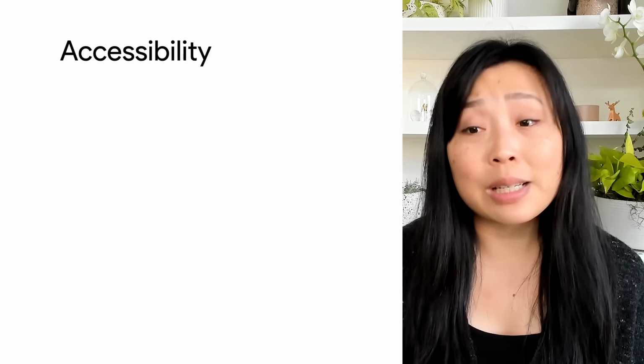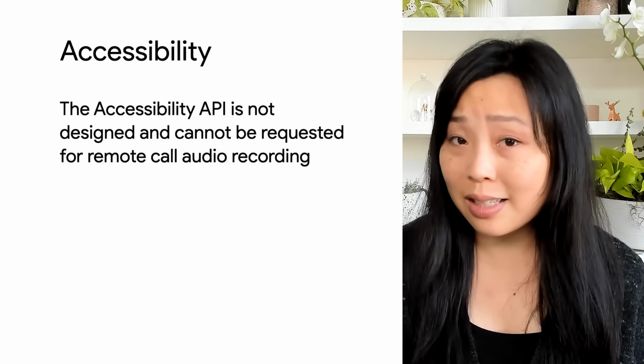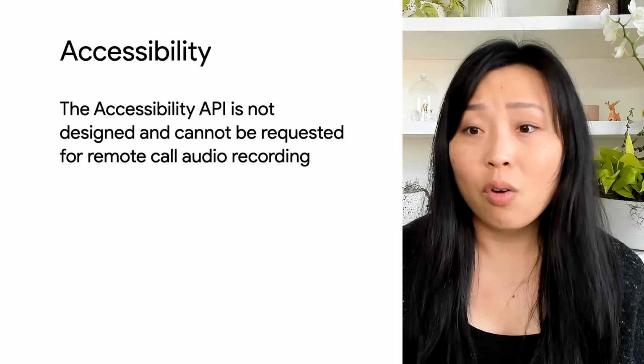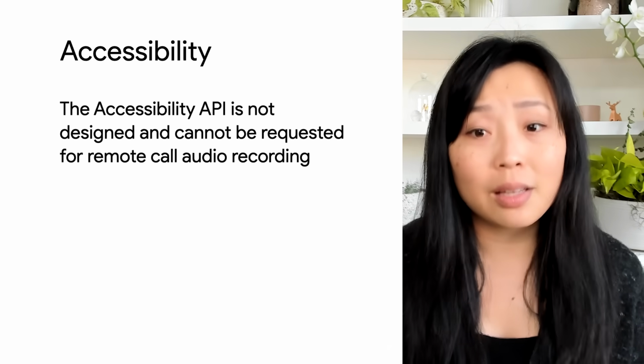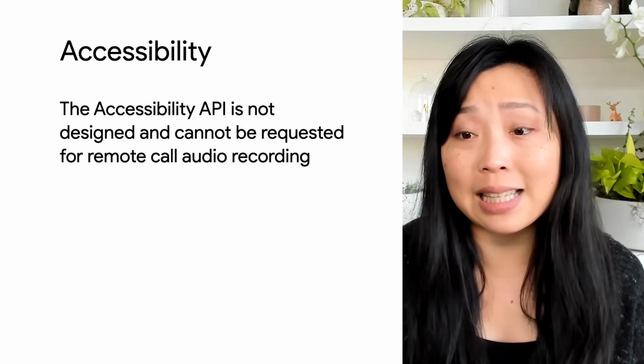And last, to provide more security protection for users, we're clarifying that the accessibility API is not designed and cannot be requested for remote call audio recording. To use this API, your app must be publicly declared in your app listing as an accessibility tool.